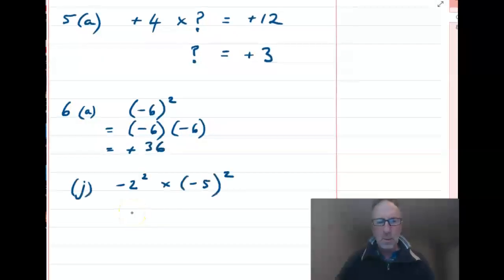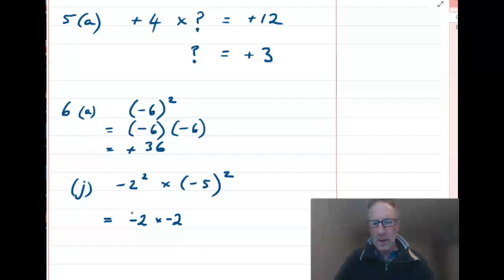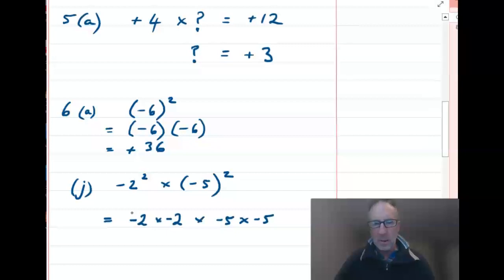I might just do one more here. Notice also I'm going to leave an extra line of space. It just makes it clearer for me. So minus 2 squared. There's no bracket here, but it still means the same thing. So it's still minus 2 times minus 2. And okay, they've got the bracket here. They've just tried to confuse you. That is still minus 5 times minus 5, which is what this little thing here does. And that's all multiplied together.